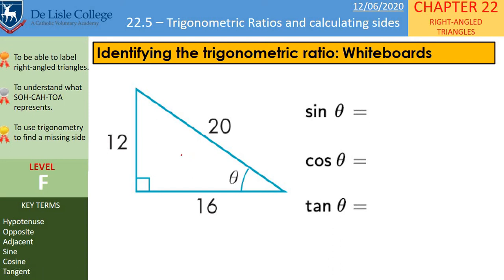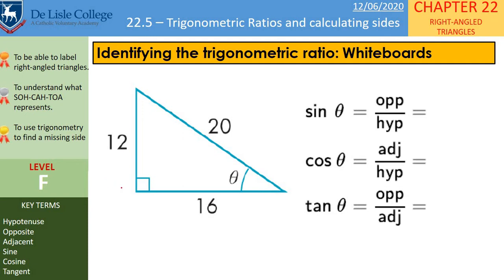Please pause the video as you do this. Good. So you should have opposite over hypotenuse, adjacent over hypotenuse, and opposite over adjacent, then 12 over 20, 16 over 20, and 12 over 16.